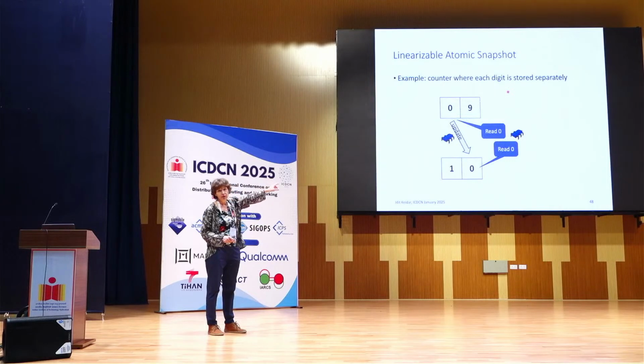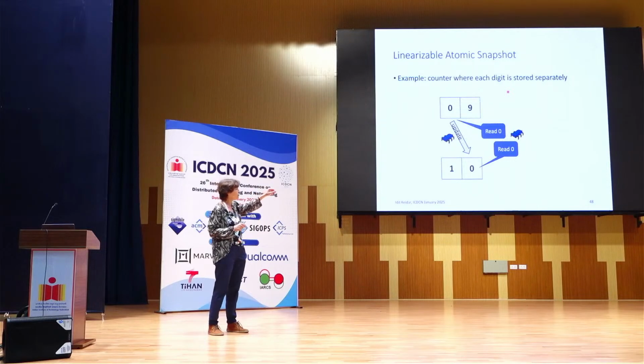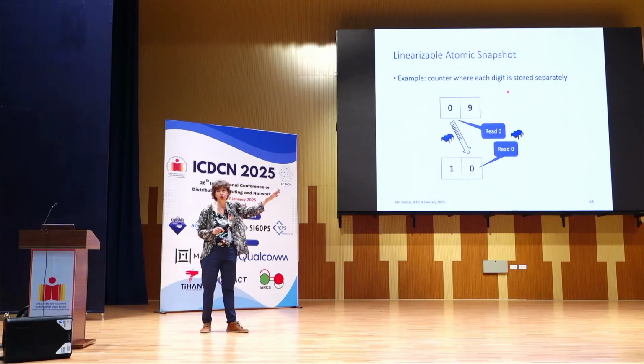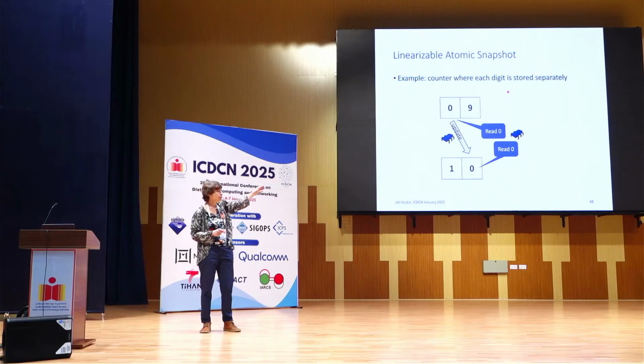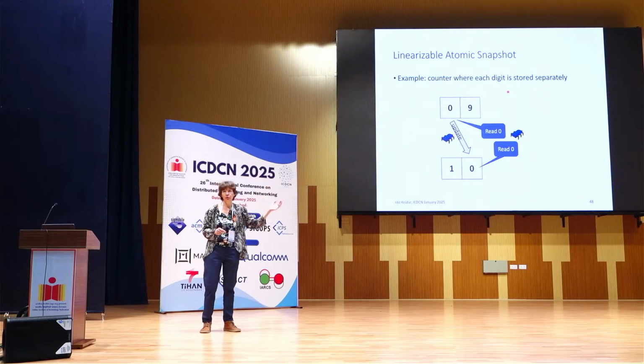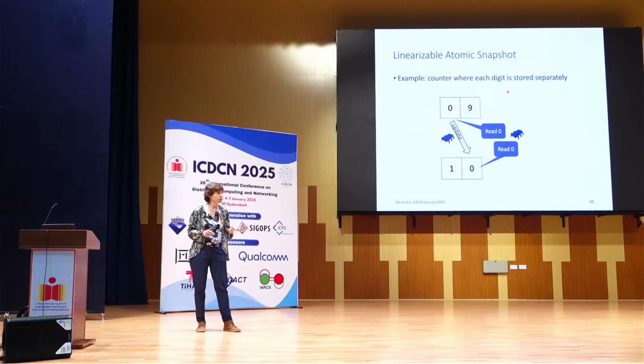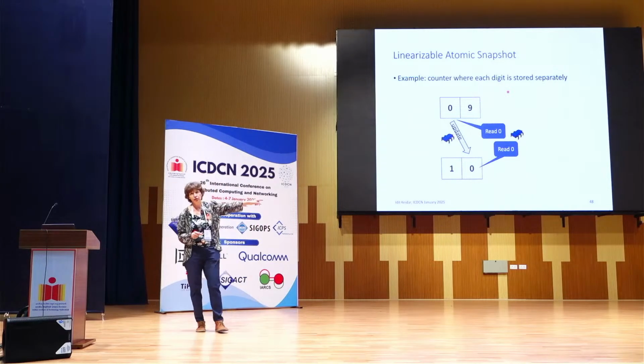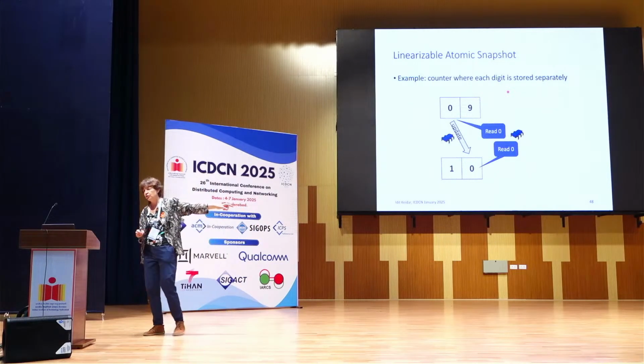Let's say we have a counter that is multi-word. It doesn't fit in one word. So for this example, each word is a decimal digit, just to illustrate. So the first word is 0, the second is 9, the counter is 9. Now we want to increment the counter to 10. This is not an atomic operation. We're going to have to change the first digit to 1 and the second digit to 0.